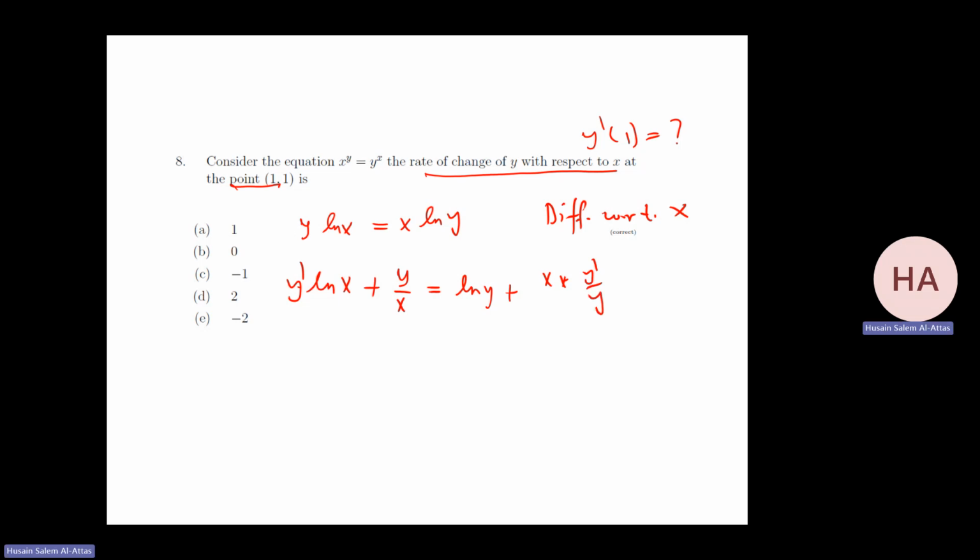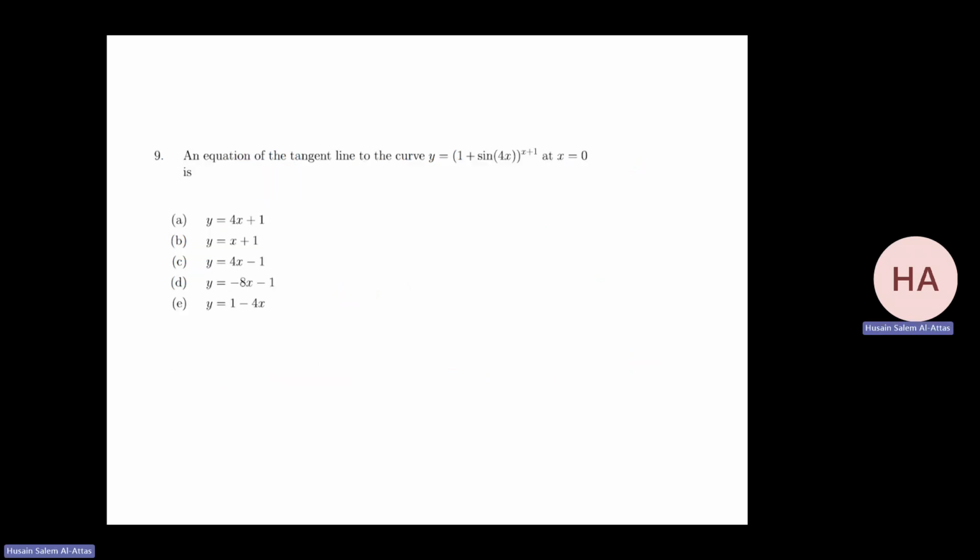The point is x equals 1, y equals 1. So substitute x equals 1 and y equals 1 to get what? Ln 1 is 0. This is 0 plus 1, ln 1 is 0 plus y prime. So y prime equals 1. That's the answer.